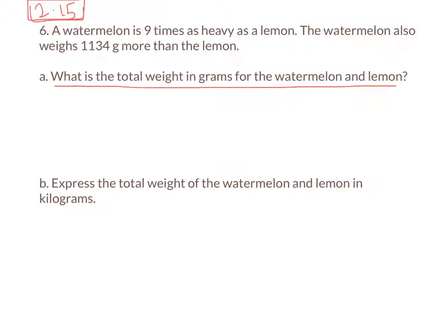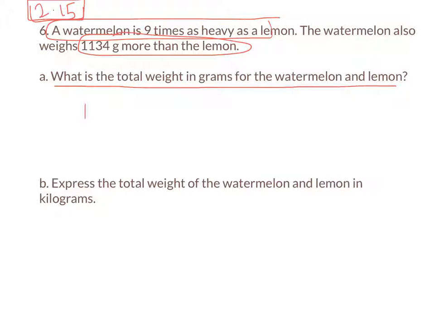A watermelon is 9 times as heavy as a lemon. The watermelon also weighs 1,134 grams more than a lemon. Good, so we have two fruits and the watermelon is 9 times as heavy as the lemon, okay? And we also know that the watermelon weighs 1,134 grams more than the lemon does. Okay, this is similar to the problem yesterday, right?